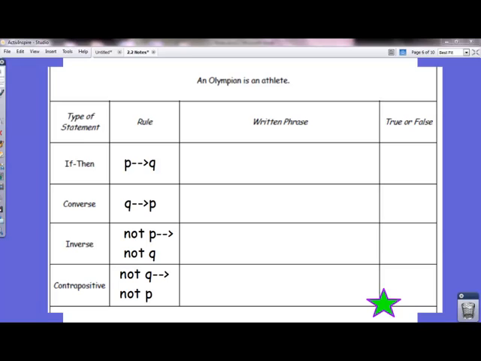Okay, now you're going to try writing your own conditional statements here. So go ahead and read the statement. An Olympian is an athlete, and I want you to fill in the written phrase, the true or false, and if it's false, provide a counterexample. So pause the video, fill the chart out, and when you're complete, you can push play, and I will go through the answers with you.